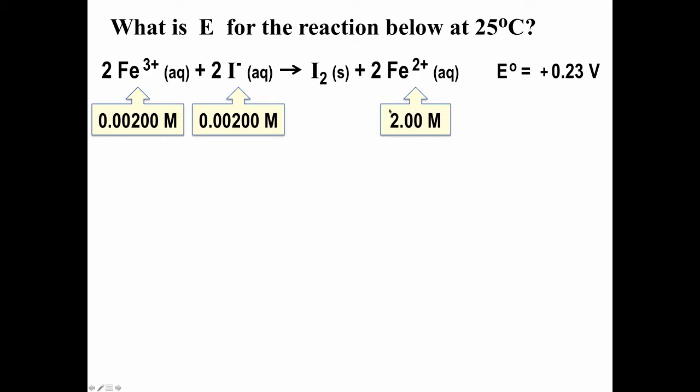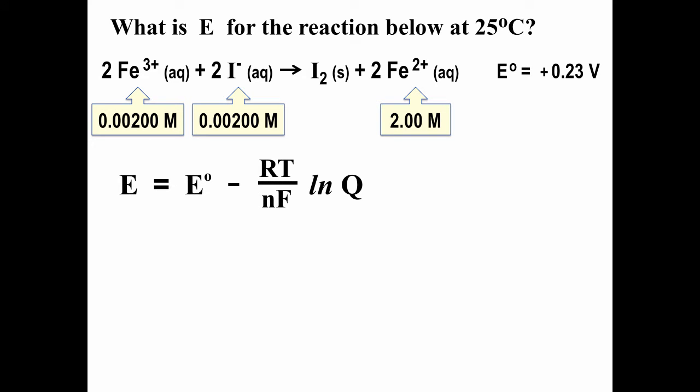And notice we already have a fairly high concentration of quote-unquote products, the substance on the right, and very low concentrations of the Fe3+ and of the I-. So we'll see if that changes anything in terms of whether this reaction is going to spontaneously go from left to right or not.